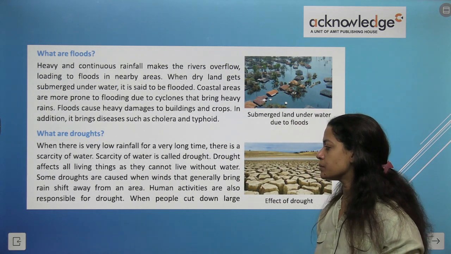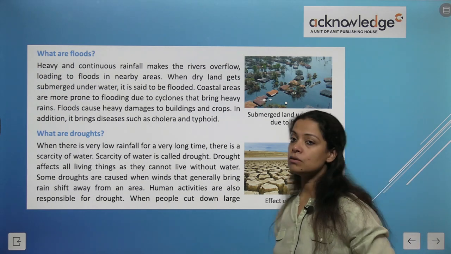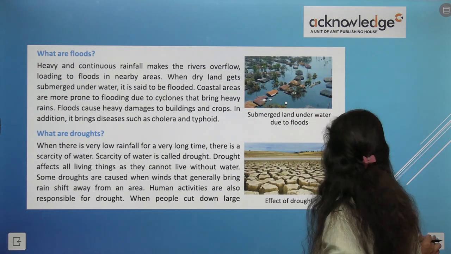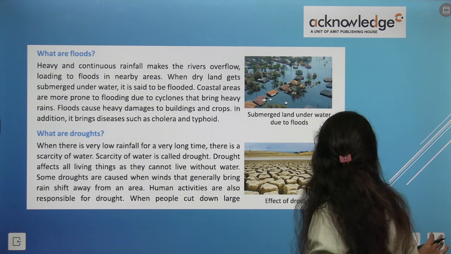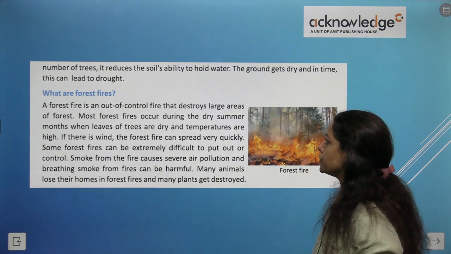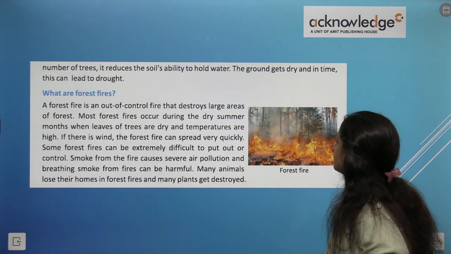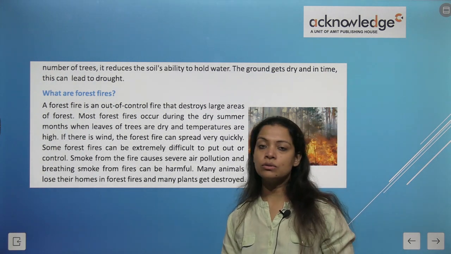Human activities are also responsible for drought when people cut down large amounts of trees. Deforestation is also one of the reasons for droughts. It reduces the soil's ability to hold water, the ground gets dry, and it leads to drought.